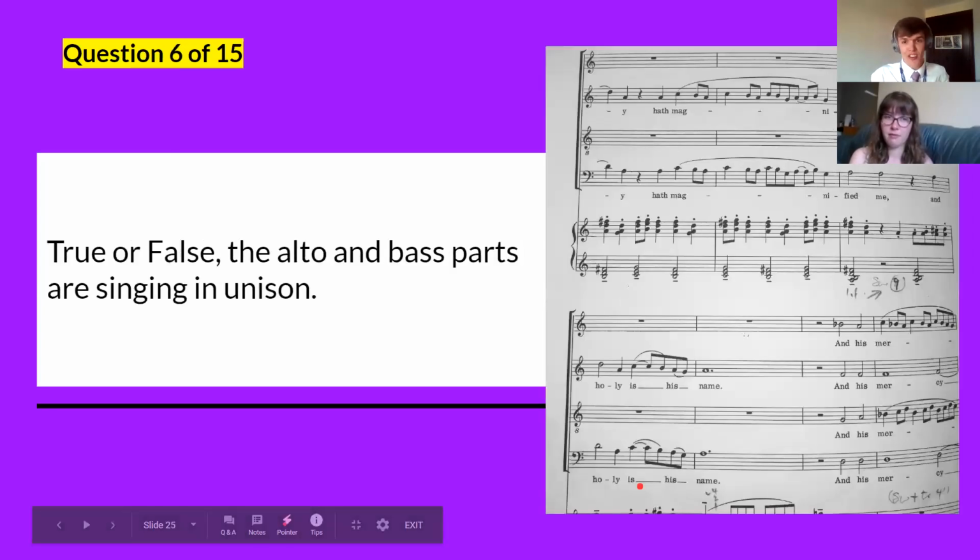Question number 6, true or false? So we've got a different part of the piece now. The alto and bass parts are singing in unison. Okay, so you need to know what the word unison means here. And if you do, then you should be fine. So alto and bass parts, this is the alto one here, that's the bass one there. Are they singing in unison or aren't they?